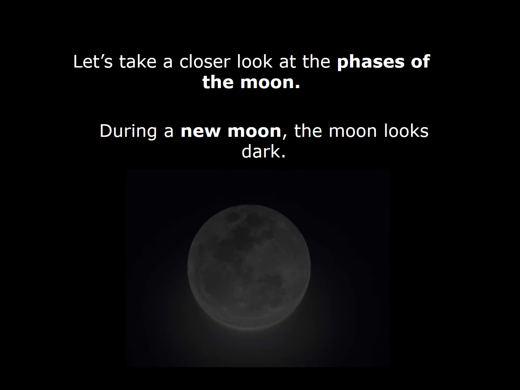Let's take a closer look at the phases of the moon. During a new moon, the moon looks dark. Can you think of why it looks dark to us on Earth? The sun hasn't stopped shining and the moon hasn't stopped reflecting. So, if you're not sure, check back on the earlier slide to see if you can come up with the answer. I'll discuss more about this later.